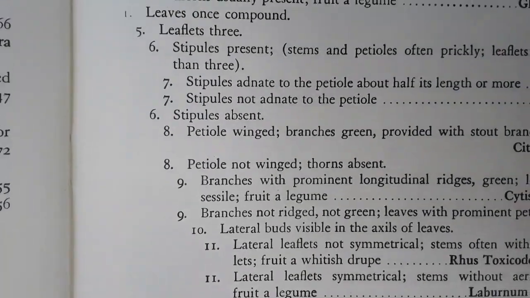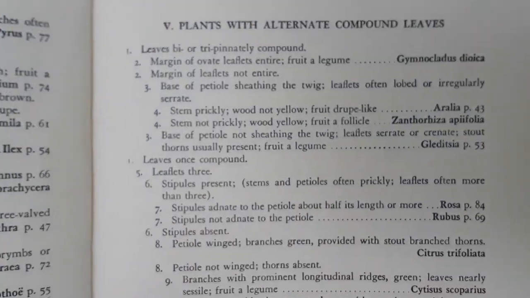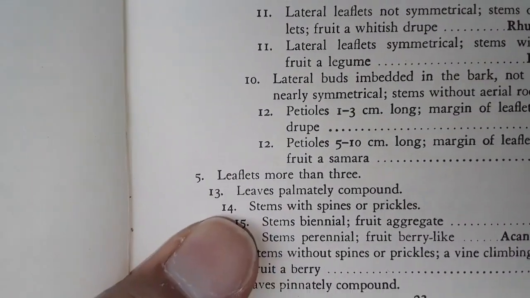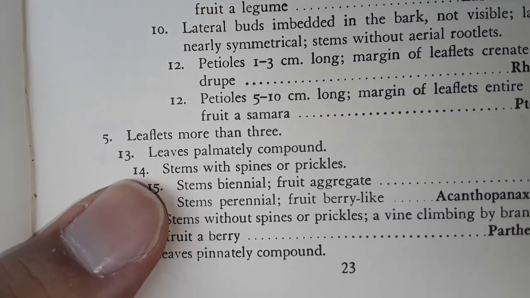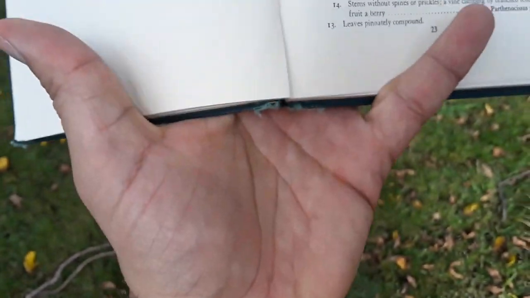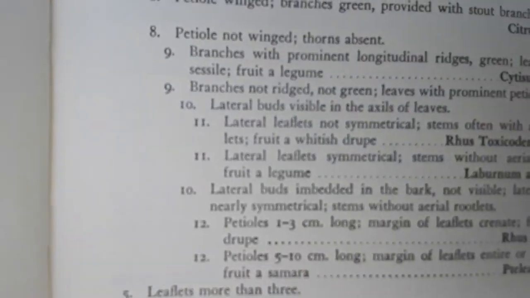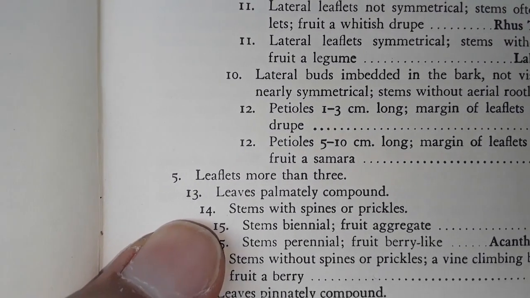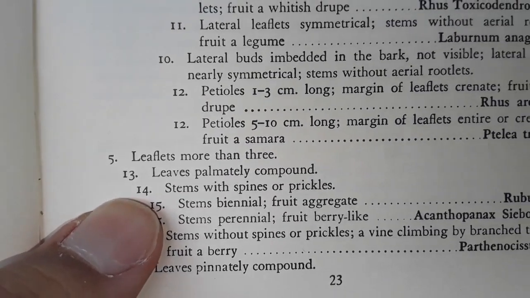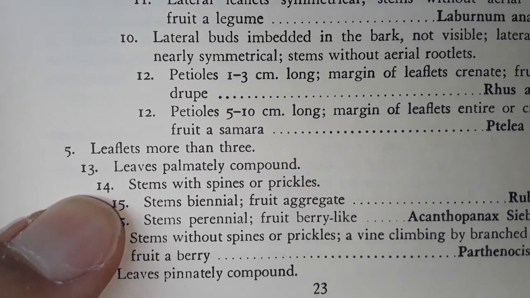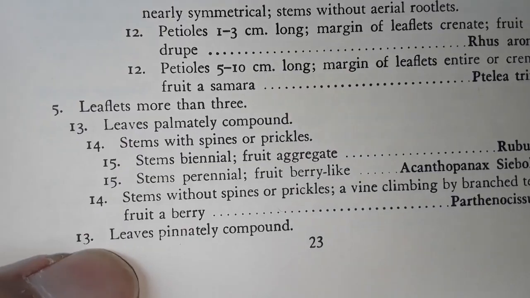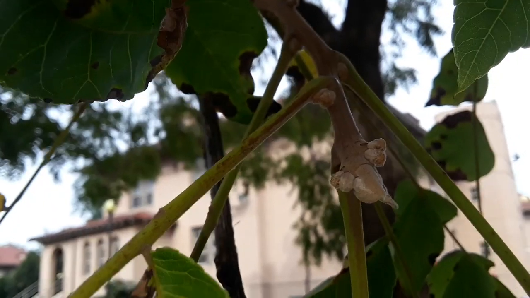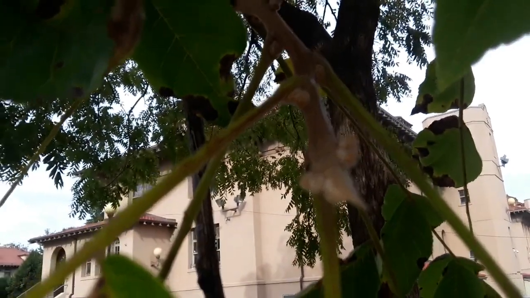So, leaves once compound. Leaflets 3? No, it's got a lot more than that. Leaflets more than 3. Leaves palmately? No, it doesn't look like the palm of your hand, all right? It looks like a pinnate arrangement. Leaflets more than 3. Leaves palmately compound? Again, no. Leaves pinnately compound? Absolutely. Okay, so the next question is, are the buds hidden?